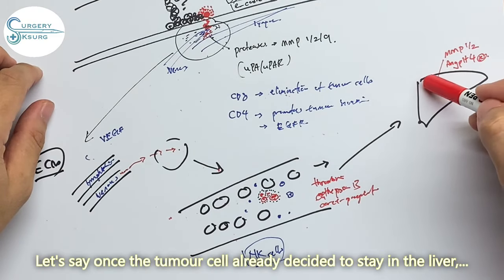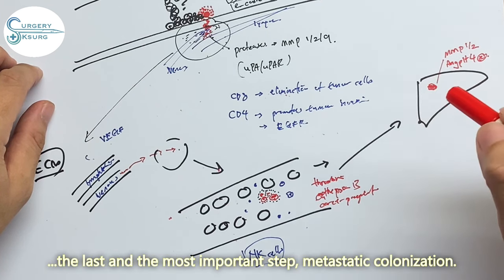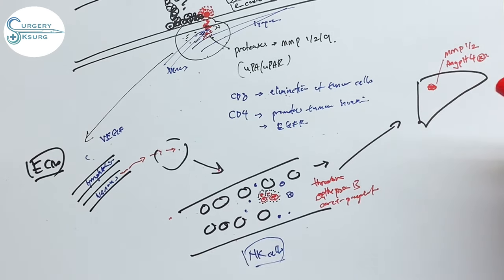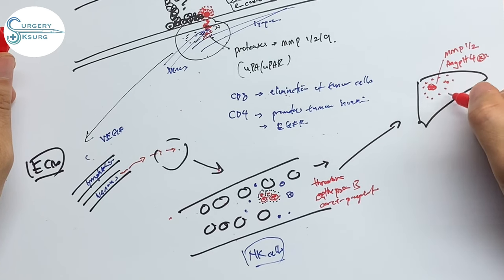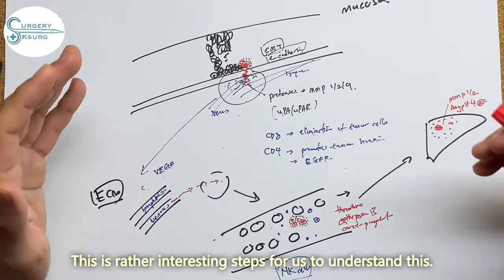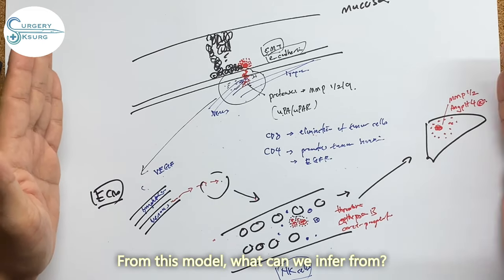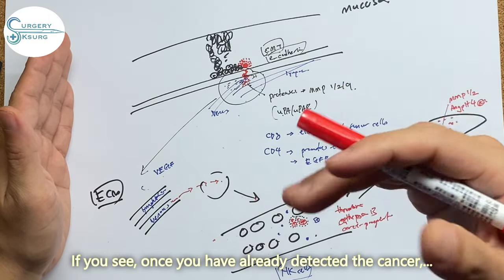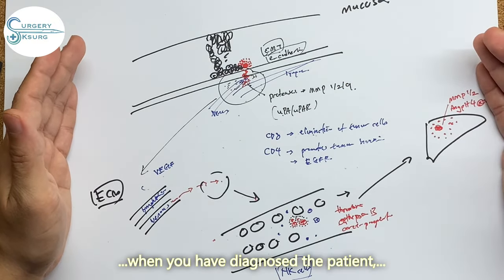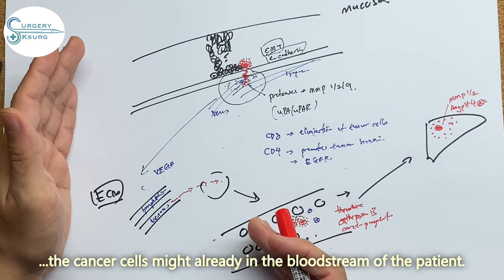Let's say once the tumor cell has already decided to stay in the liver, it will cause this micrometastasis formation, and the last but the most important step is the metastatic colonization. And once it's colonized, it will go to the whole organ. This is rather an interesting series of steps for us to understand. So from this model, what we can infer is that once you have already detected the cancer and diagnosed the patient, the cancer cells might already be in the bloodstream of the patient.